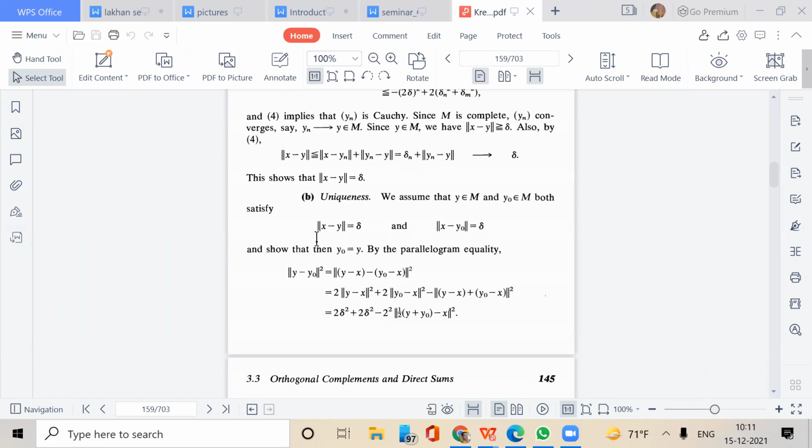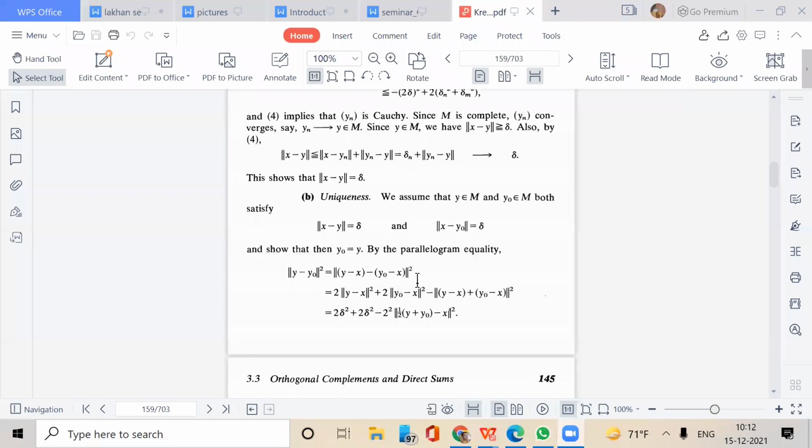That is, these both are infimum. The distance between these two elements x and y is the infimum, and also x and y naught, this is also infimum. And we show that then y naught is equal to y.